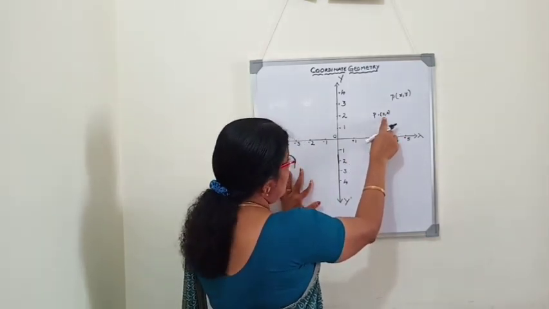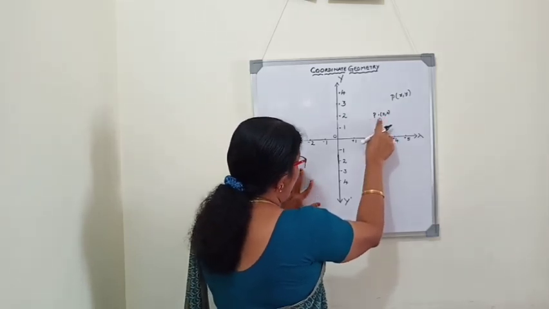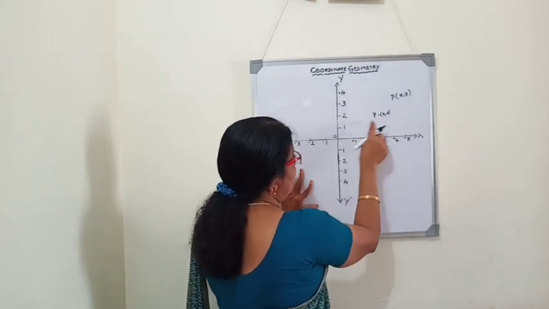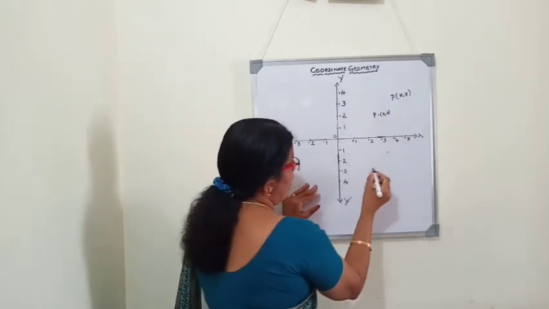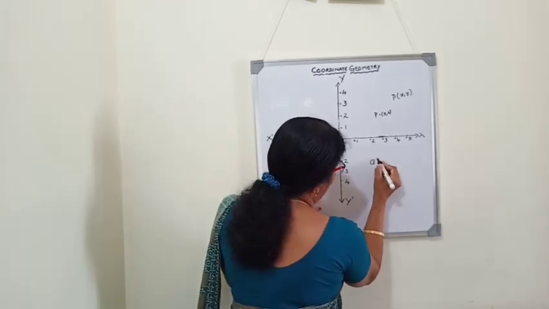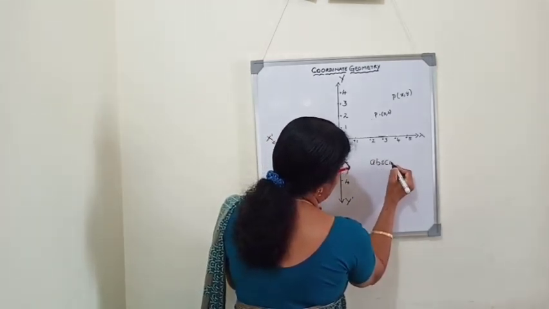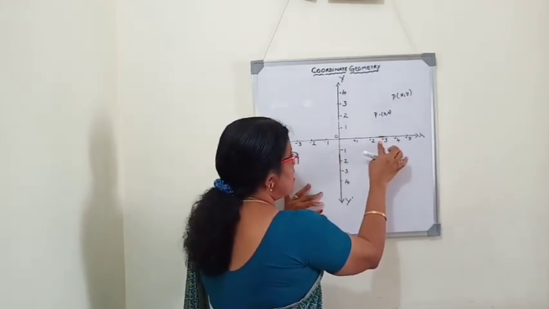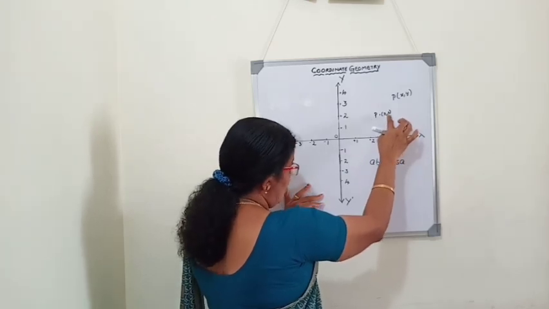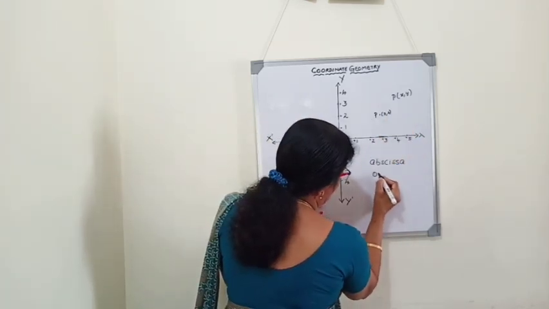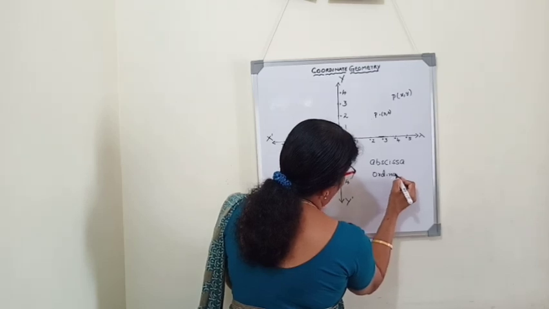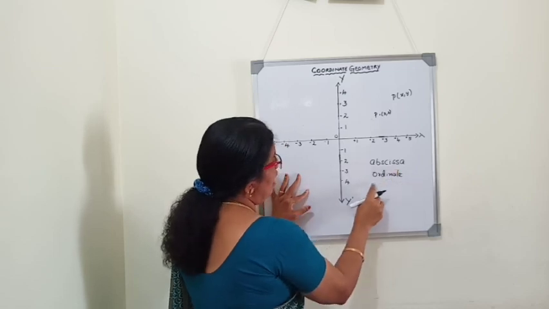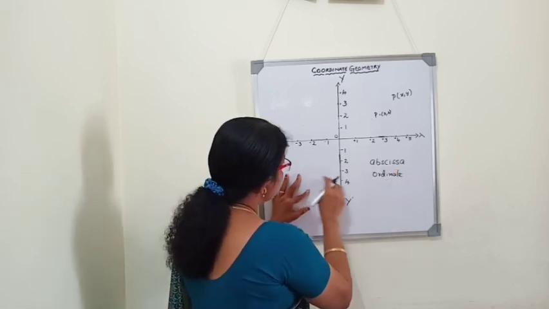Here 3 is the x coordinate I told you. This x coordinate is the distance between the point and the y axis. It is called the x coordinate or abscissa. The distance from the x axis to the point is called the y coordinate or ordinate. So another name for x coordinate is abscissa and for y coordinate is ordinate.